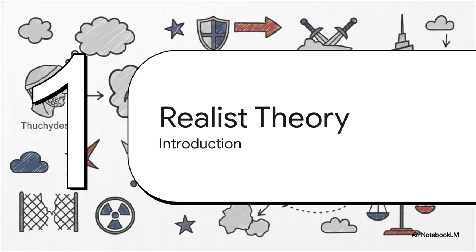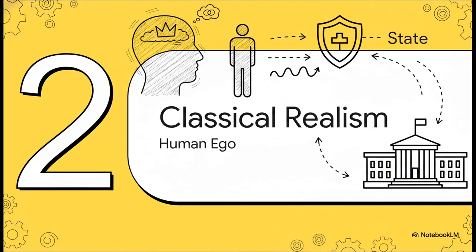All right, section 1, the realist political theory, a brief introduction. Moving right in to section 2, classical realism and the human ego.